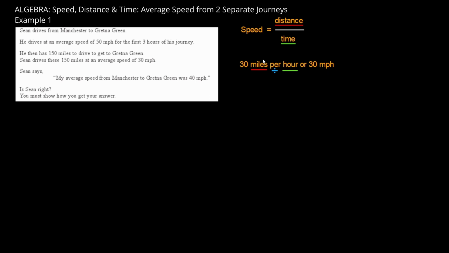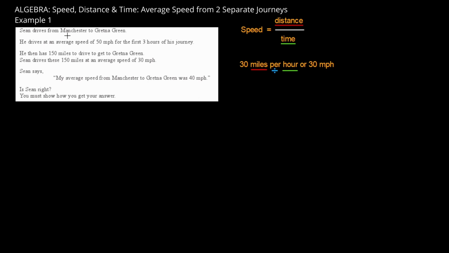The other thing to remember is that this formula can only apply to sections of the journey. If you don't know the total distance or the total time, you cannot work out the average speed. This is going to become clear when we do the example. So let's have a look at this example.